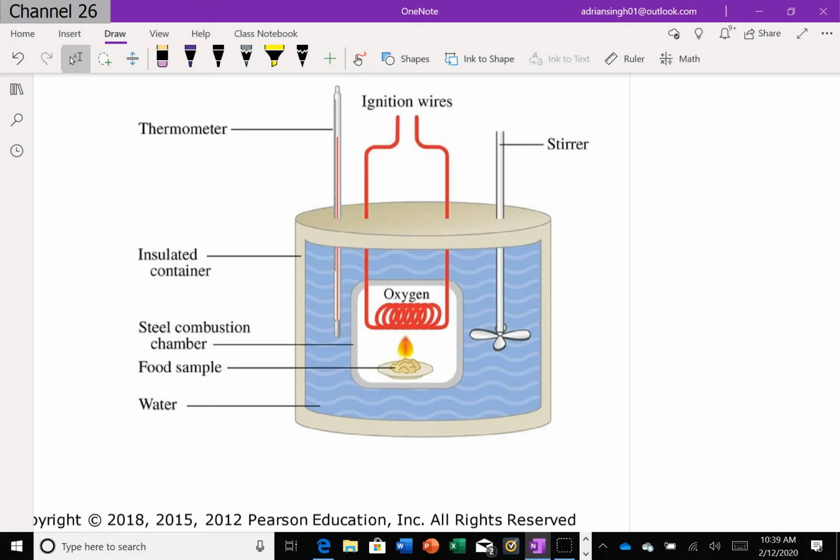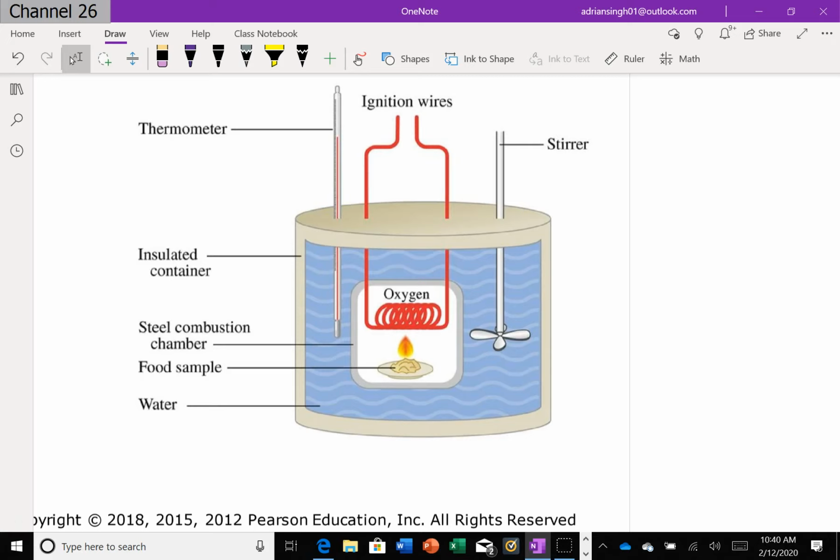And as it burns, it's going to give off energy. It's going to give off heat energy. And as it gives off that heat energy, where is that heat energy going to go? The water is going to absorb that heat energy, and the temperature of the water is going to change. So if we can measure the change in the temperature of the water, we can do a couple calculations and figure out how much energy was actually released from this thing when we burned it.